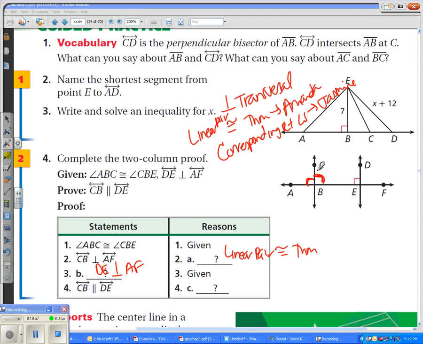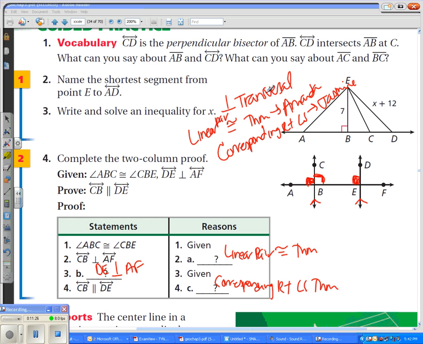Okay. Now if I tell you that DE is perpendicular to AF, if you look at just these right angles, we have a pair of corresponding right angles. If these corresponding angles are congruent, that means these lines have to be parallel. And that's called the corresponding right angles theorem by Jasmine. Okay. And we have that written down in our notes.